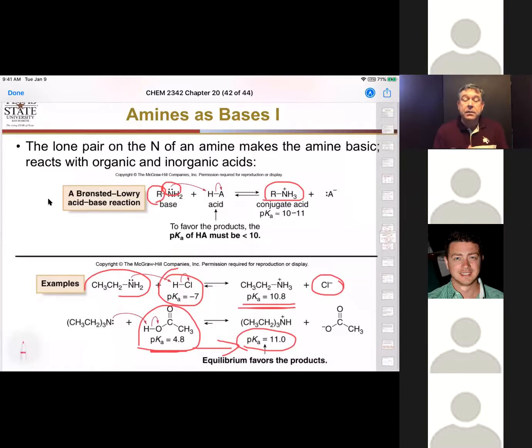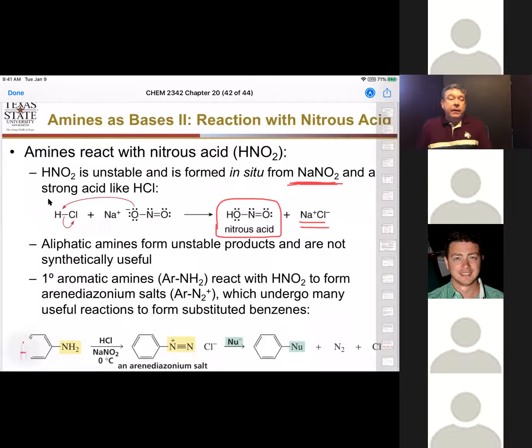But we can make it in situ by using the salt of the nitrous acid. So this is sodium nitrite. And so it reacts with that to form nitrous acid in situ and forms a little bit of sodium chloride, one equivalent of sodium chloride out of that, okay?